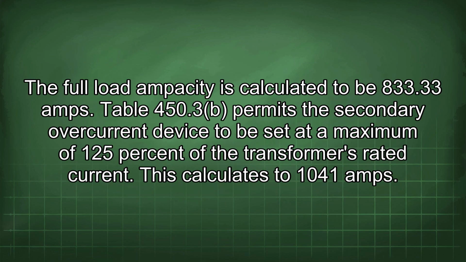The question involves a 300 kV three-phase transformer supplying a 208-volt lighting and appliance panel. The full load ampacity is calculated to be 833.33 amps. Table 450.3 permits the secondary overcurrent device to be set at a maximum of 125% of the transformer's rated current. This calculates to 1041 amps.